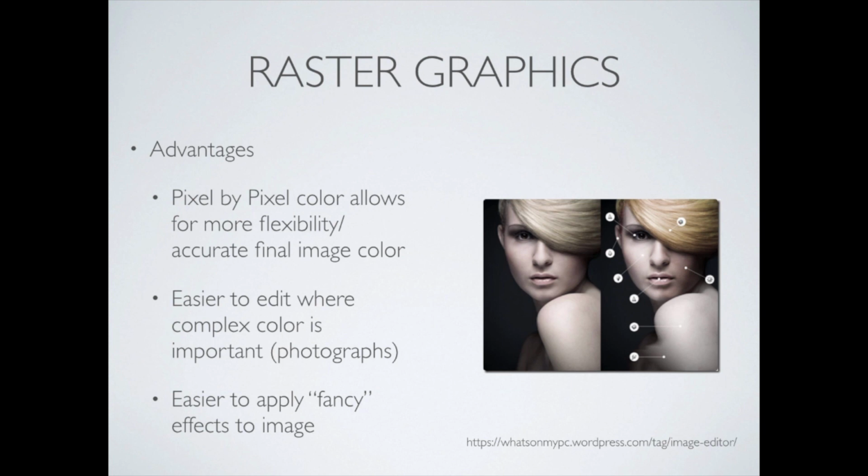There are some distinct advantages to a raster graphic. We can do pixel by pixel color correction. Right? Each individual little square can be changed. It means that we have a really nice, smooth gradient in color. We can have really nuanced transitions. It's perfect for a photograph. It's easier to edit wherever complex color is involved. So if we're editing photographs, for example, we want to make a curves adjustment or a levels adjustment, those work really nicely in a raster graphic format. It's also easier to apply a fancy effect to the image because we're just dealing with those individual pixels.